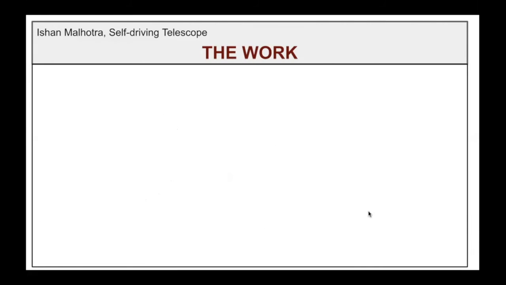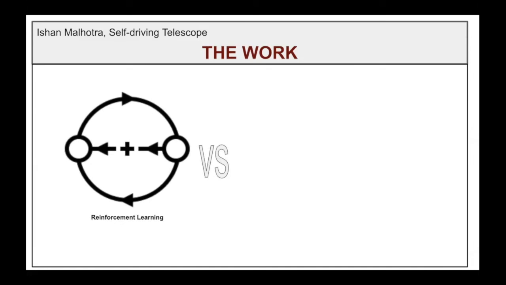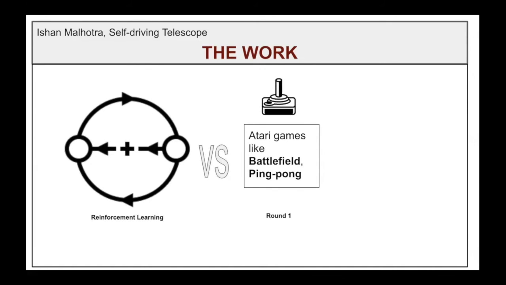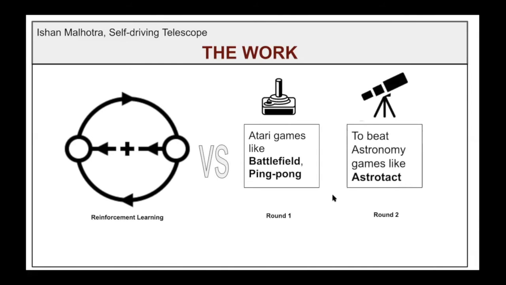In the beginning, I made a reinforcement learning model that beat Atari games like Battlefield and Ping Pong. I did that for two reasons. One, so that I get more familiar with reinforcement learning myself, and two, because these games have a very similar environment compared to the astronomy games I eventually wanted to beat. Therefore, after that, using similar logic, I implemented the reinforcement learning model on AstroTact.